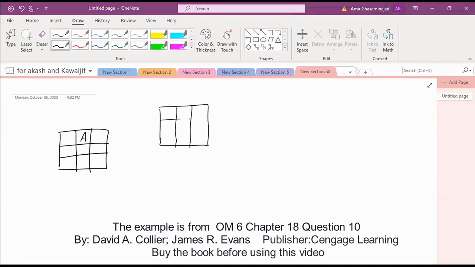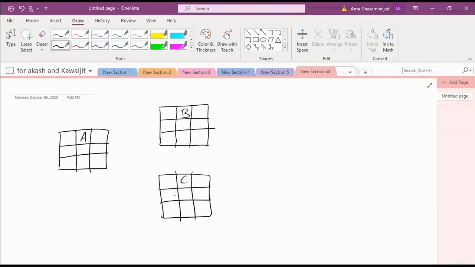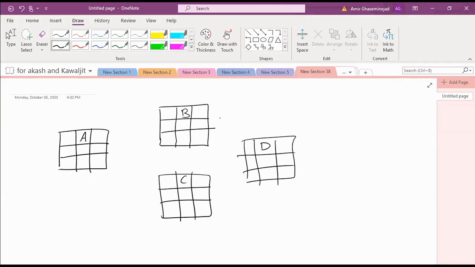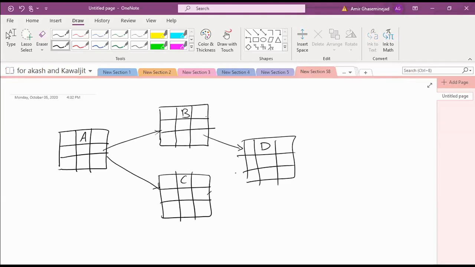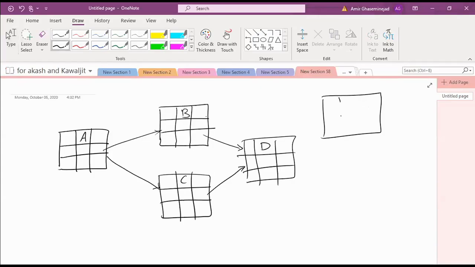Activity A is a predecessor for B and C. B and C are predecessors for D. B is also a predecessor for E. C, D, E are predecessors for F.